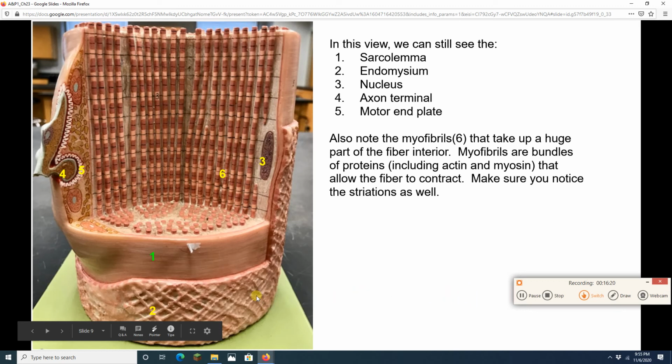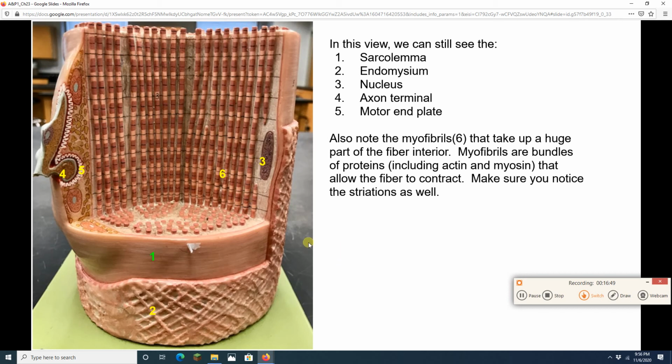Before we get to the inside, we got our endomysium out here still. We got our sarcolemma as well. We can still see that, a little bit of tape on it. We got a nucleus right there. Over here we got our axon terminal right there, or synaptic knob. You can see that. We can see the motor end plate right there. Another one right there. We see all of its folds, which are there to give us more surface area.